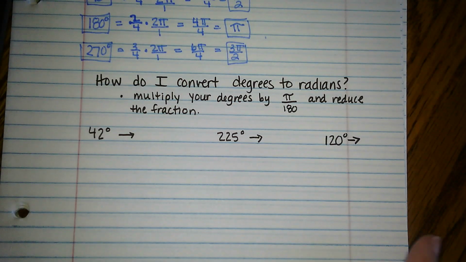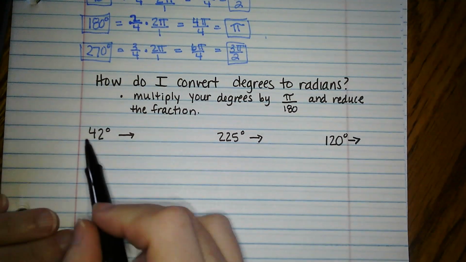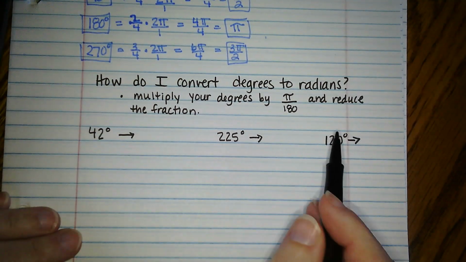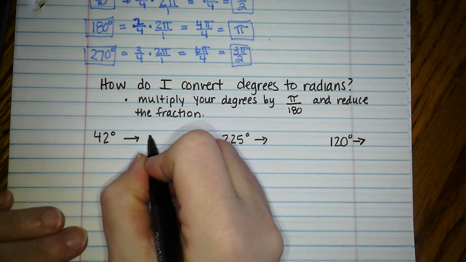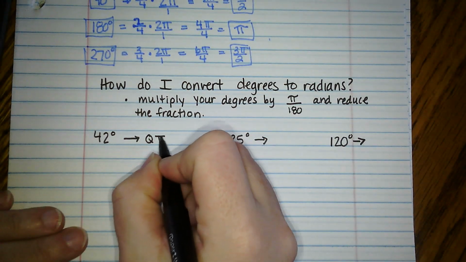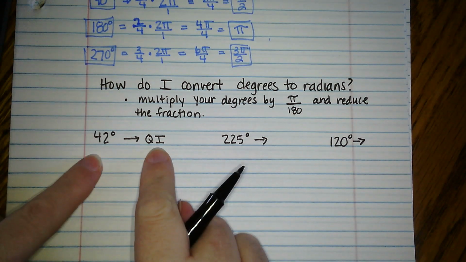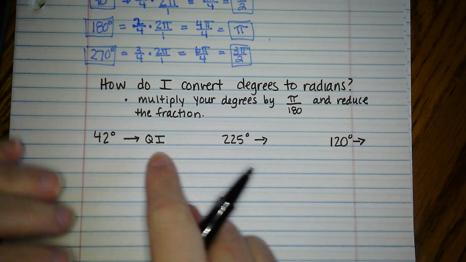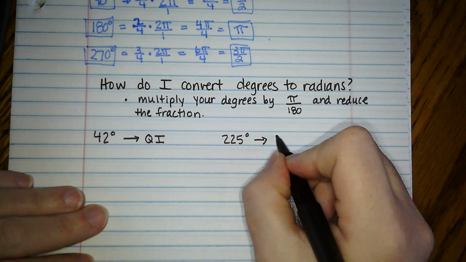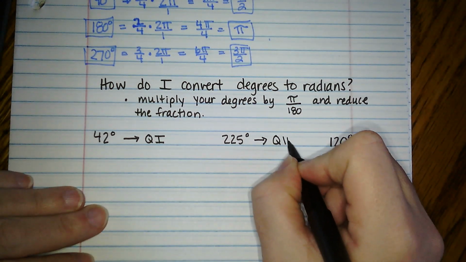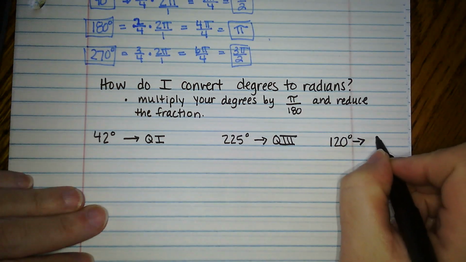Okay, so the easiest way I can explain a conversion from degrees to radians when they're just in a quadrant, like whatever quadrant, but they're in one. The first thing you need to know is 42 would be a quadrant 1 angle, so you're looking for radians to be kind of smaller. As far as 225, that's going to be a quadrant 3 angle. And 120 is a quadrant 2.